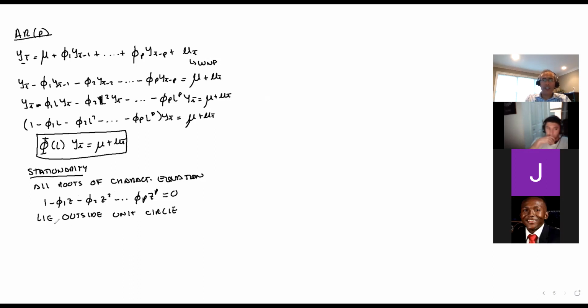So let's assume the following. How can you write an AR(1) process? How do we write an AR(1) process? Okay, 1 minute to copy, then we continue.